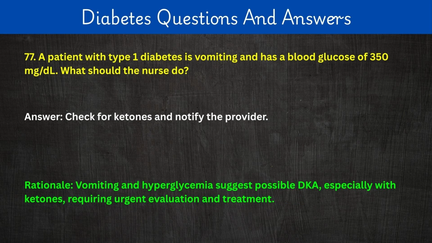77. A patient with type 1 diabetes is vomiting and has a blood glucose of 350 milligrams per deciliter. What should the nurse do? Answer: Check for ketones and notify the provider. Rationale: Vomiting and hyperglycemia suggest possible DKA, especially with ketones, requiring urgent evaluation and treatment.